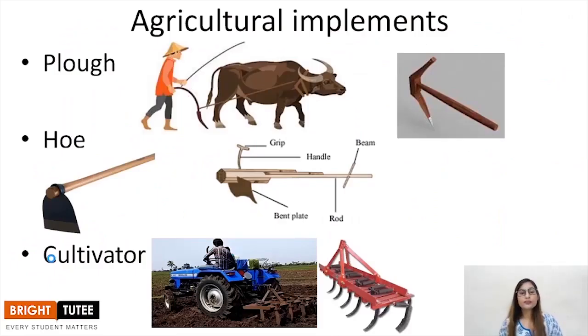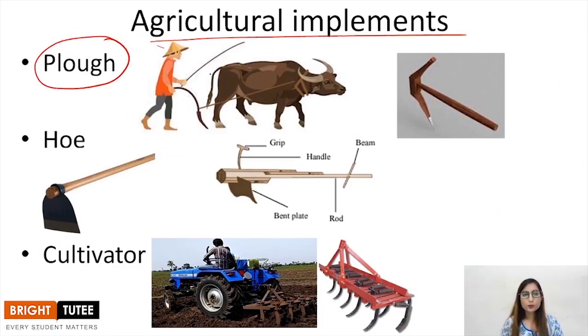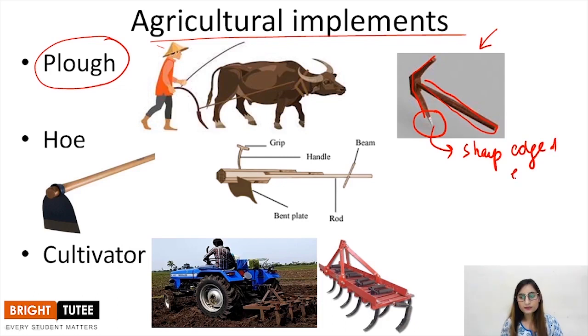How we plow the fields. There are certain agricultural implements. First of all, there is plow. Now what is plow? Plow is this instrument, as you can look in this picture. This is a wooden handle of the plow. This is the surface, and the surface, basically the main instrument, has a sharp edged end, right? It is a sharp end. It kind of acts like a blade.